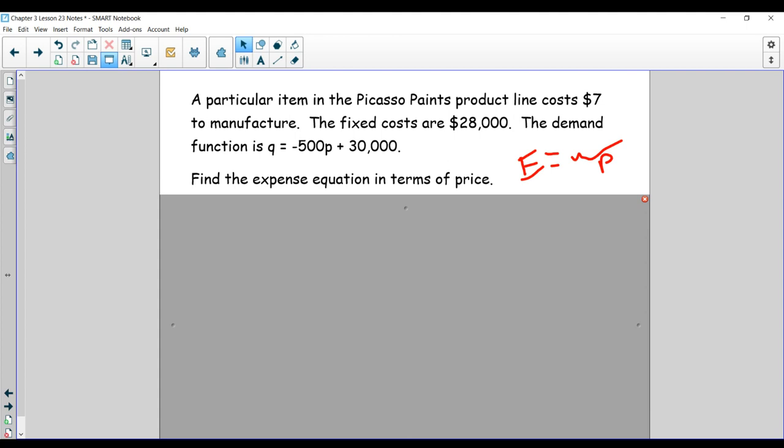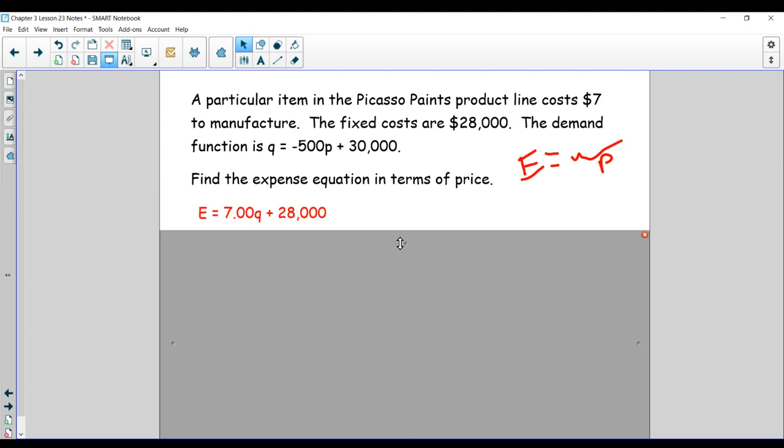Okay, so let's start off with finding our expenses in terms of quantity. So this would be what you had done in the previous section here. So here is your variable cost. Here is your fixed cost. So you're going to start off, your expense will be $7 times the quantity plus your $28,000.